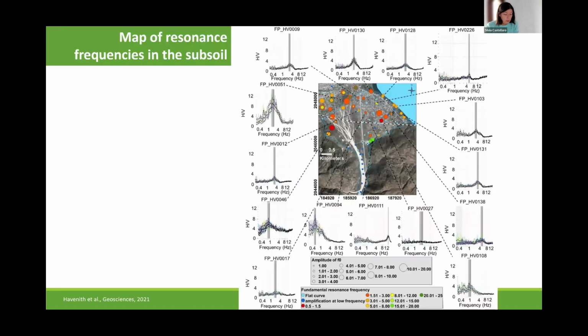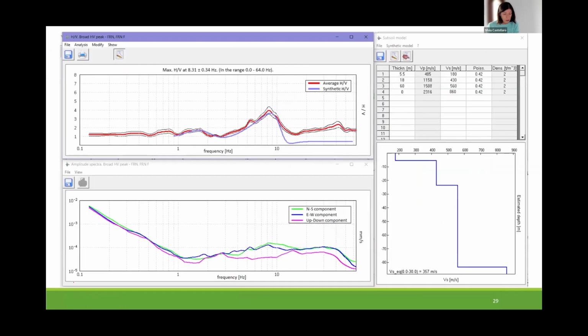I'll show you an example. I took it from the literature. And you see a seismic microzonation map where they basically plotted the resonance frequency that they measured at this site. This is a very, very common application.